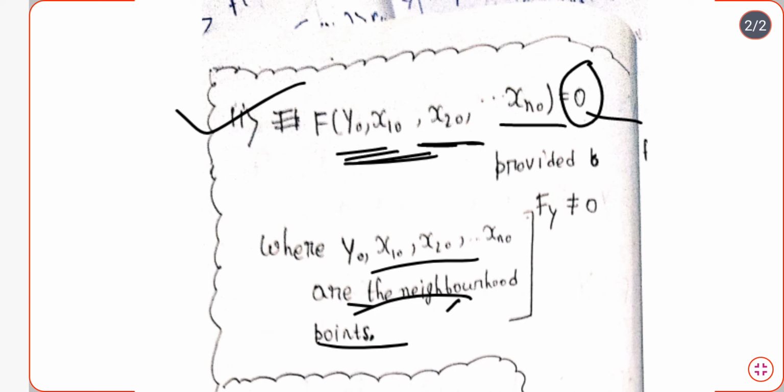I will make a numerical in the next video, and also a numerical on the neighborhood points, and I will also make a numerical on how to determine the implicit function. So I will make this in the next video.